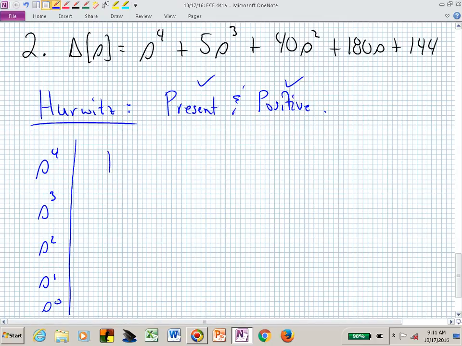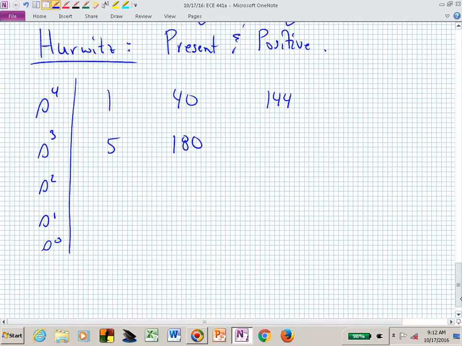And we start with 1, then we jump over and get to the s squared to get 40, and then we jump over the s1 and go to the constant and get 144. The second row is now 5 and 180. And that's all we can write down in our Routh array from the given polynomial. Now everything beyond that or below that has to be computed.